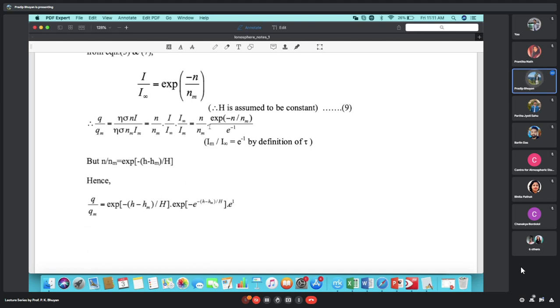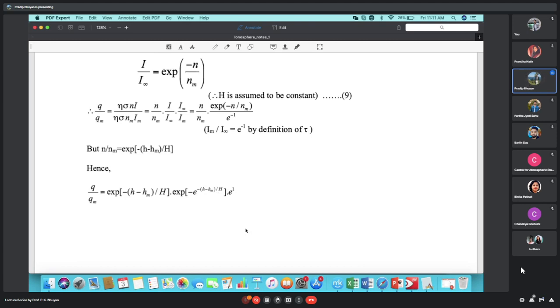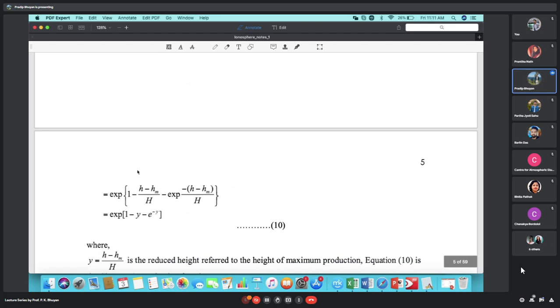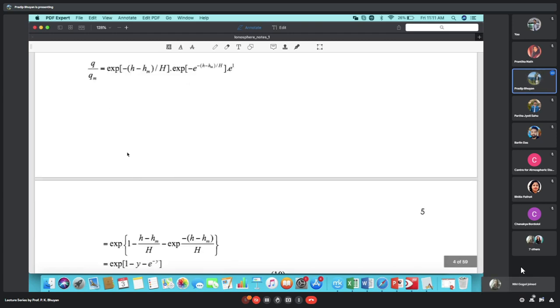From this N by Nm, you put this exponential minus h minus hm by H here and also here. So you get two exponential terms. Here, within the square bracket, you see exponential minus exponential of minus h minus hm by H, and exponential 1.